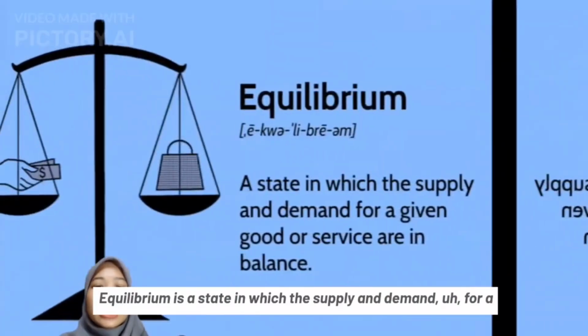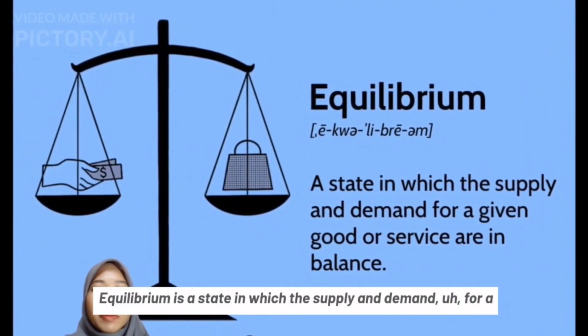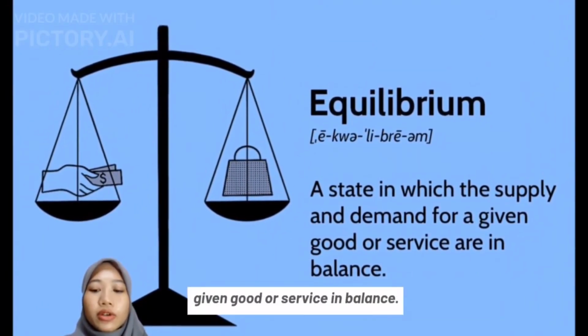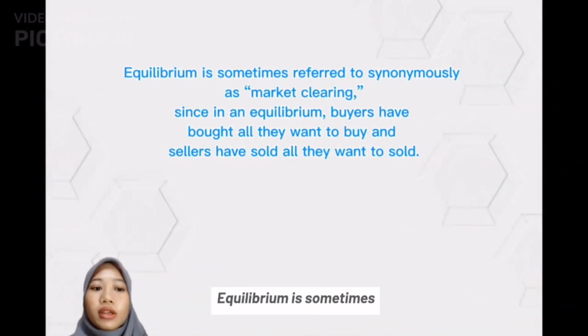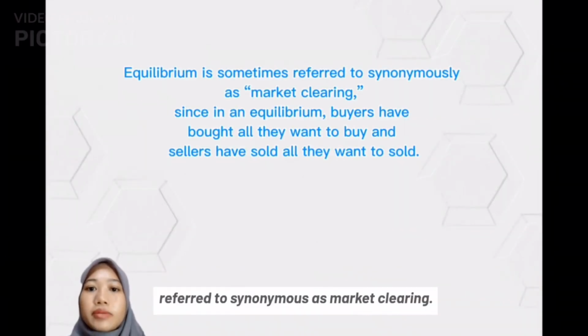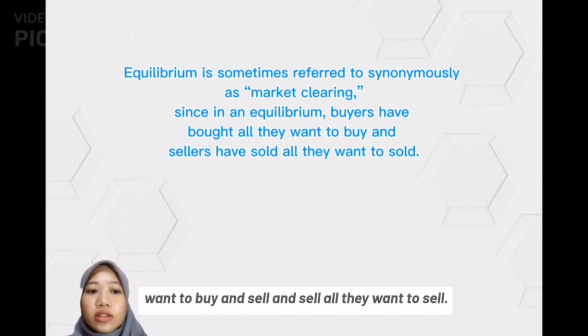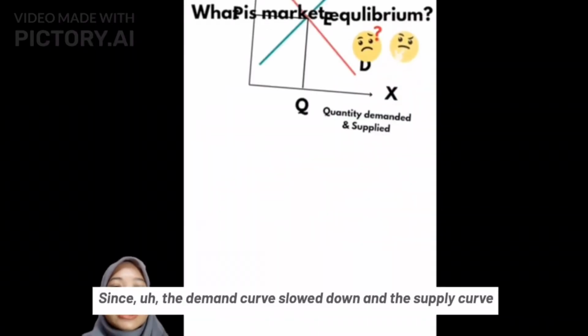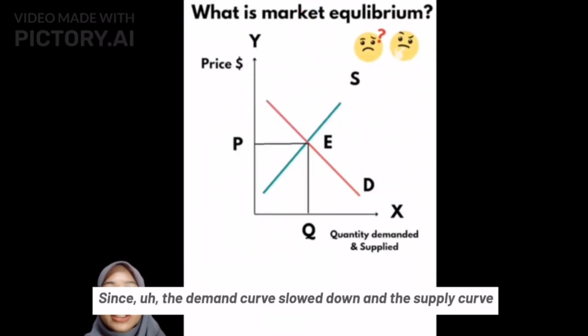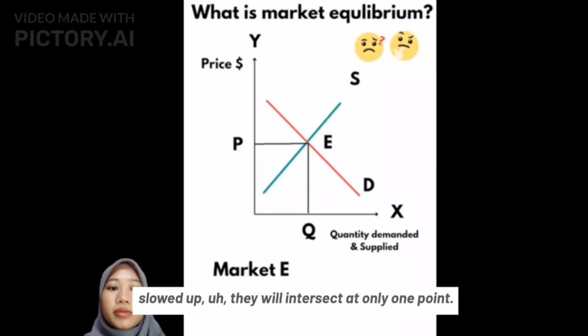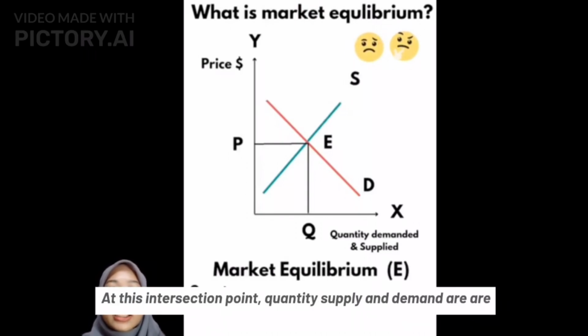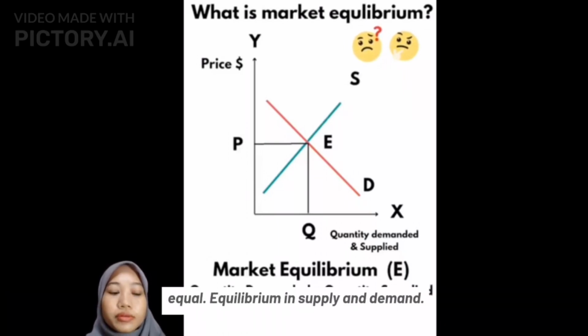Equilibrium is a state in which the supply and demand for a given good or service are in balance. Equilibrium is sometimes referred to synonymously as market clearing, since in equilibrium, buyers have bought all they want to buy and sellers have sold all they want to sell. Since the demand curve slopes down and the supply curve slopes up, they will intersect at only one point. At this intersection point, quantity supplied and quantity demanded are equal.